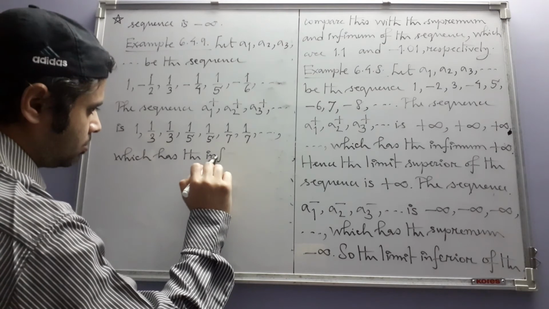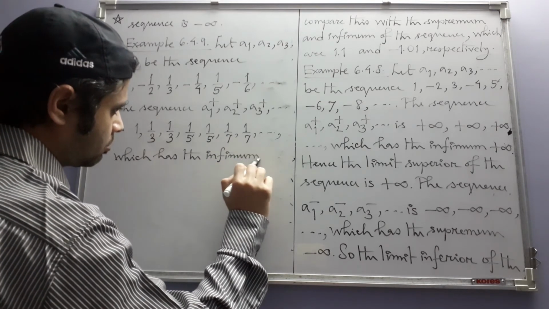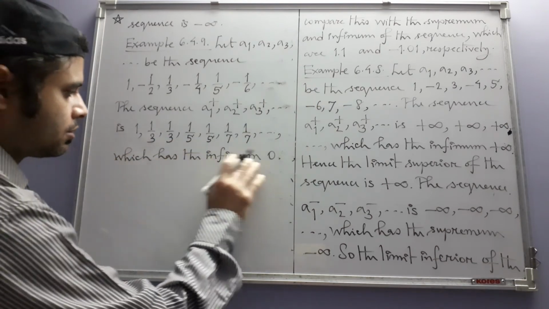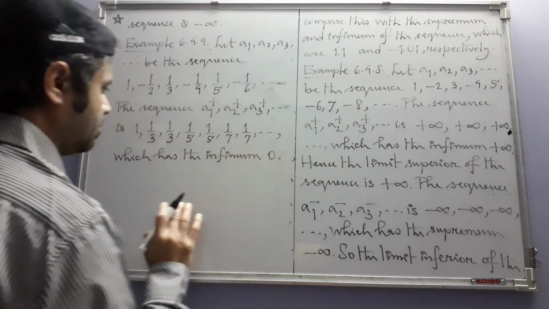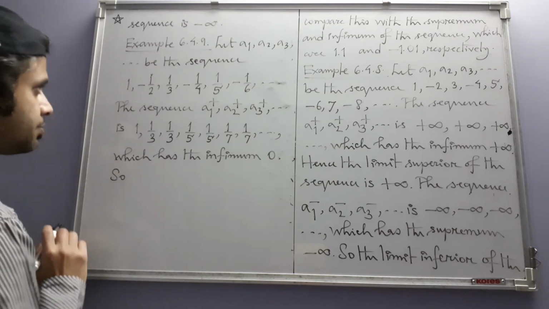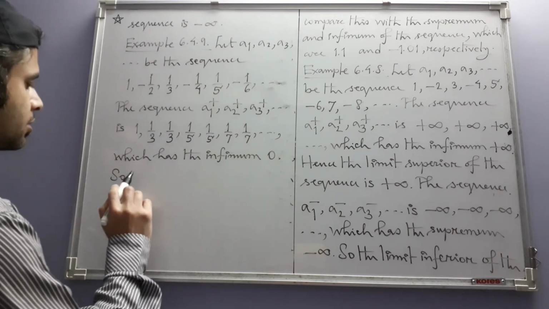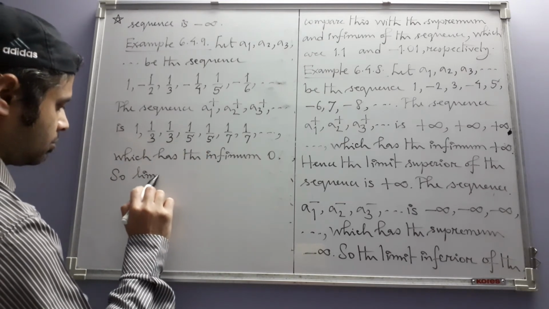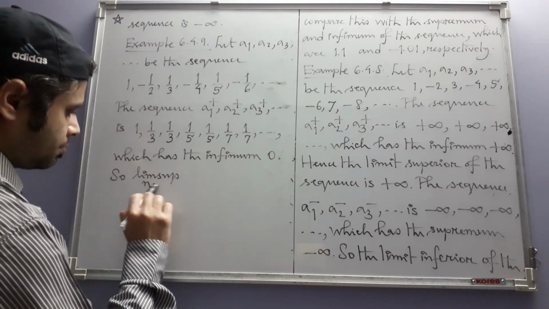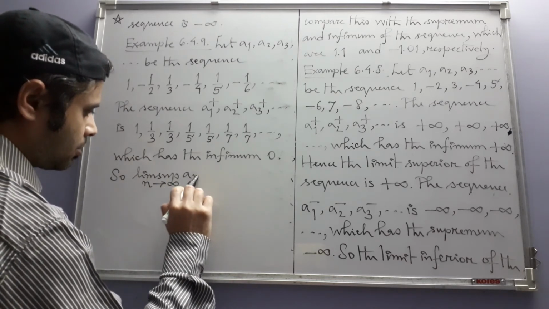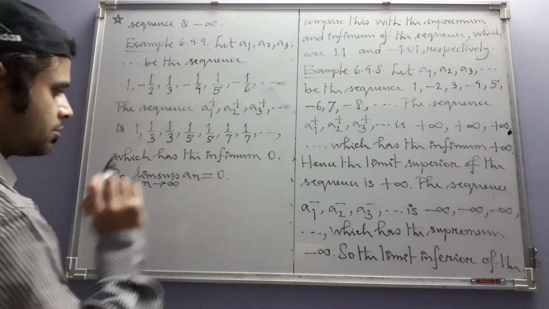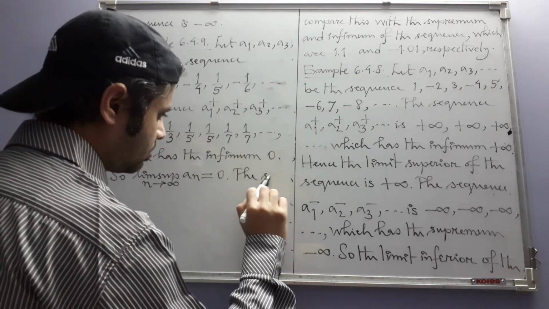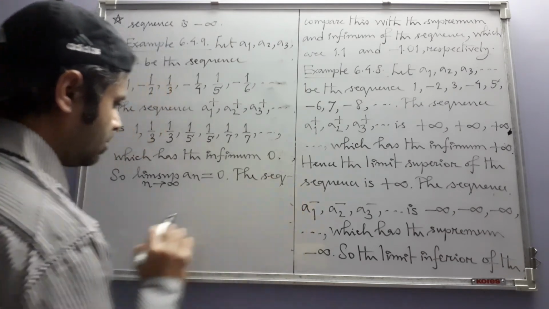which has the infimum 0. This also one can prove analytically, rigorously. So let us use the notation that we have in the definition. Limit superior of an is equal to 0. Okay, now next limit inferior.